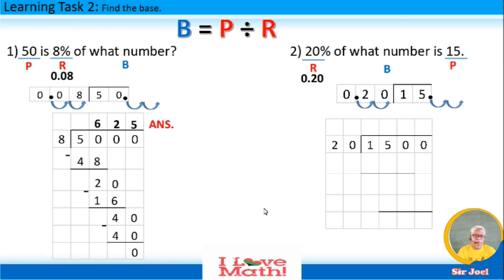At first, we have 150 divided by 20 here. The answer is 7. And 7 times 20, the answer is 140. Subtract 150 and 140. The difference is 10. Then bring down 0. It is now 100 divided by 20. The answer is 5. And 5 times 20, the answer is 100. Subtract the two 100s, so the difference is 0. Okay? Meaning, our answer in problem number 2 is 75.